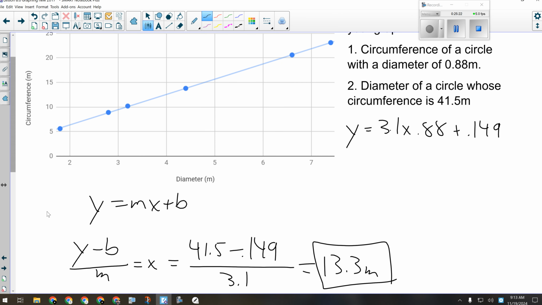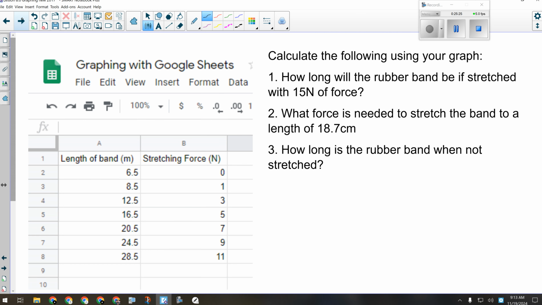Okay, let's have you guys try the next one here. So this one here is an experiment on a rubber band. They're going to pick a bunch of distances and stretch the rubber band to those distances while measuring how much force is required to stretch it that far. That means that the length of the rubber band is the manipulated variable, and the force is the responding variable. So I'd like you to build that graph and then answer those questions. Then we'll go through them together here in a little bit.